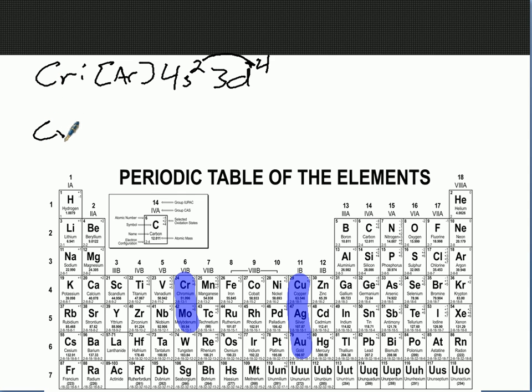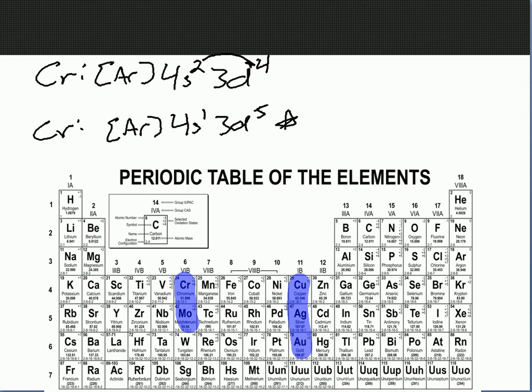So this is the way it's supposed to be, I guess, according to the rules. But the real chromium that you have to write is going to be Ar 4s1 3d5. And this is what's been observed through experiment, showing that this is a much more stable electron configuration than the one on top. So whenever you write the electron configuration of chromium, you have to write this one. Do not write the one on top, because it would technically be incorrect. And this is, again, based off experiment and observation.